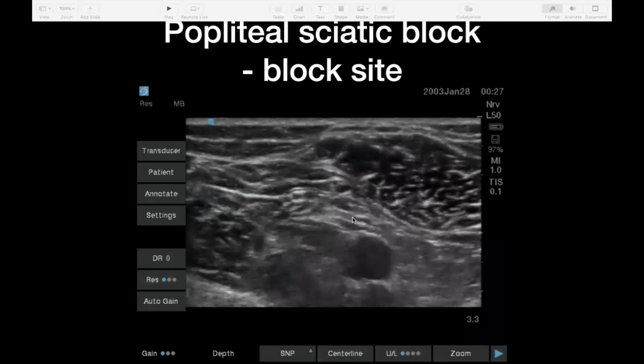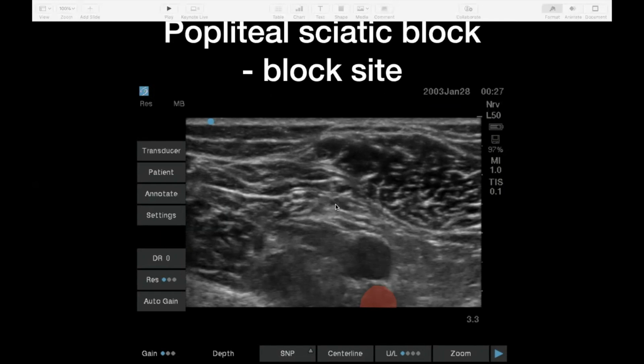So this is a picture of what I would suggest is a good place to perform the block. You can see here that you've got the tibial component of the nerve, the common peroneal here. So they've split, they're two nerves, but they still look like they're connected. They're wrapped around by this kind of one sheath that you can maybe even see here in between the nerves. So I think if you could get your needle in that little gap there between the two, you might even get away with one injection and local might spread around both nerves. That would be the ideal.